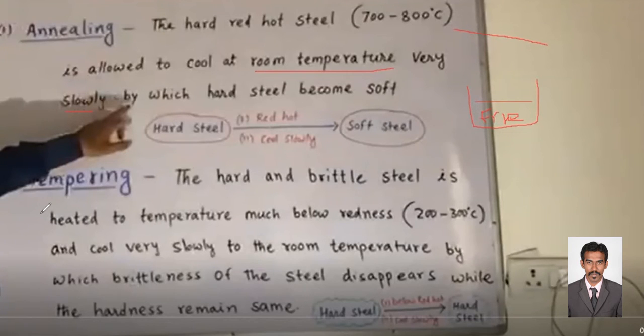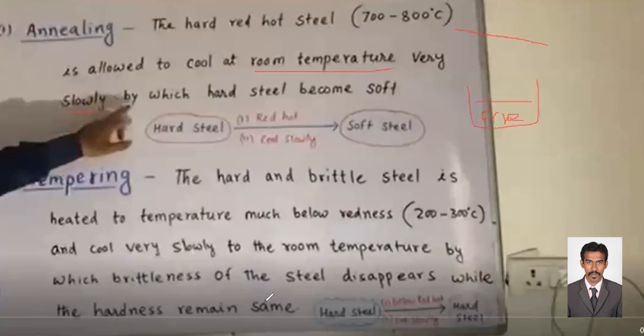The hard and brittle steel is heated to a temperature much below redness and cooled very slowly to room temperature, by which brittleness of the steel disappears while the hardness remains the same. So what you do is heat it and put it in the water, then take it again and heat it only up to a range, maybe 200, 300, 400. You will not go for 700, 800. You heat it and leave it to cool slowly to room temperature, by which brittleness of the steel disappears while the hardness remains the same.